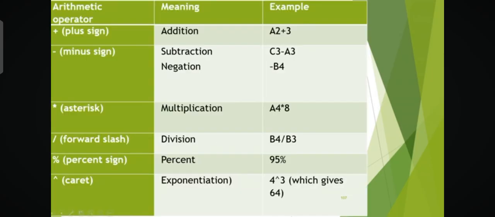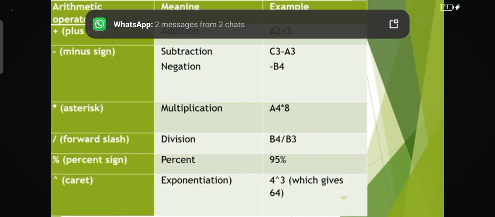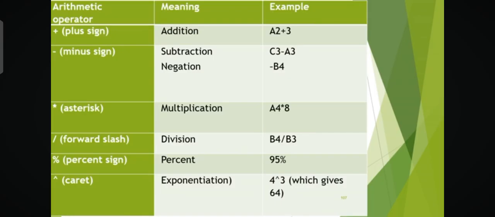So we have the addition or the plus sign, which is used to add two things. We have the minus sign, which is used to subtract things. We have the asterisk, which is used for multiplication, the one you guys say times. So you use the asterisk, which is the star on your computer or on your phone, to do multiplication. Now division is forward slash. When it comes to percentages, we use the percentage sign.